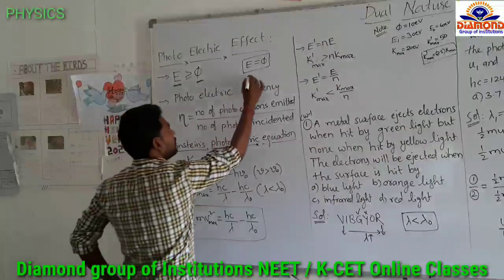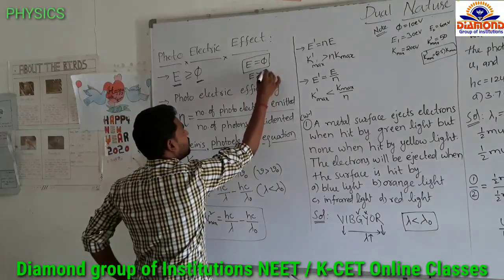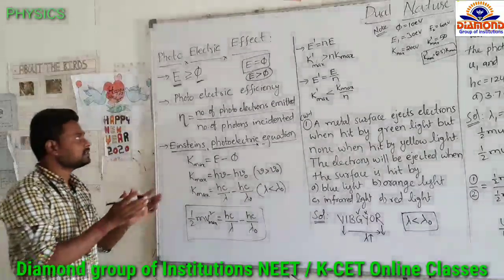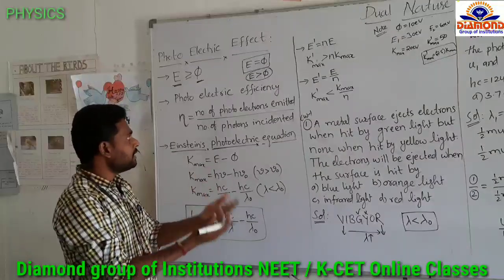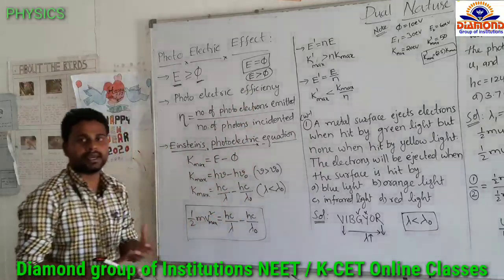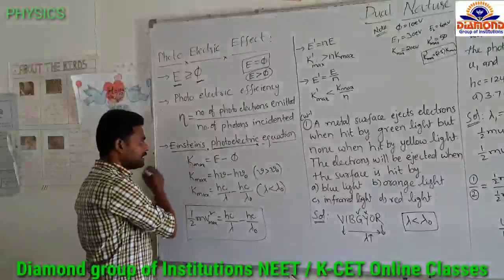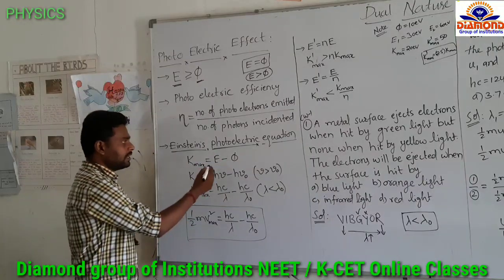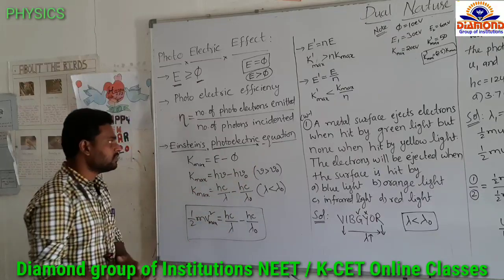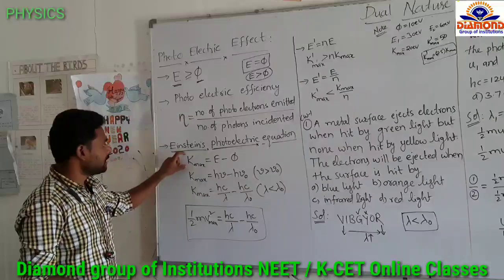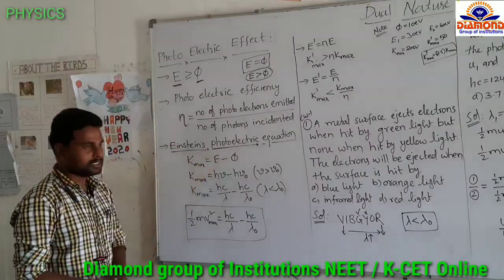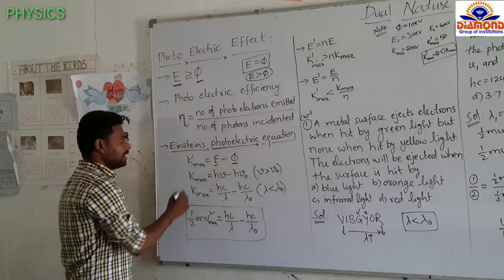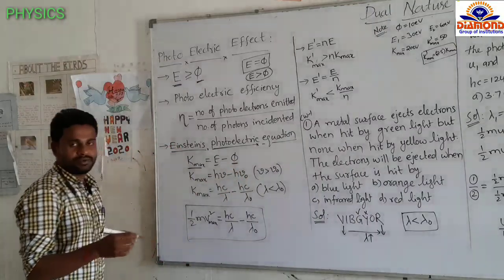If the energy of the photon is greater than the work function, then whatever energy remains, first some energy is utilized to escape from the metal surface, and the remaining energy appears as kinetic energy. So the maximum kinetic energy is K max equal to E minus phi. E is the energy of the photon, phi is the work function of the metal, and K max is the maximum kinetic energy of the photoelectron.